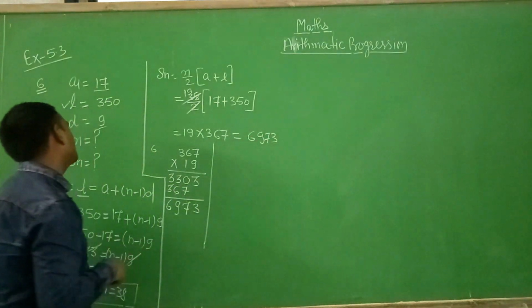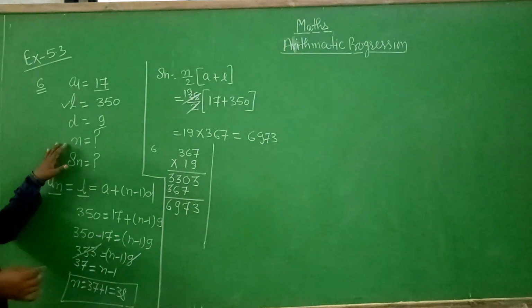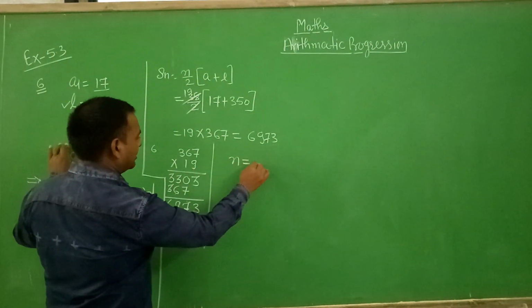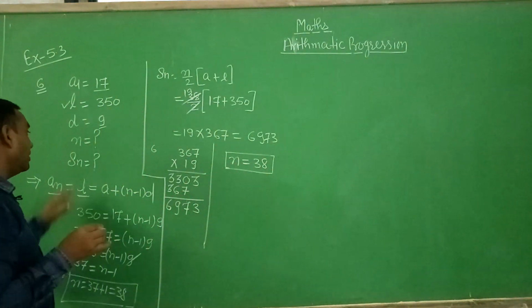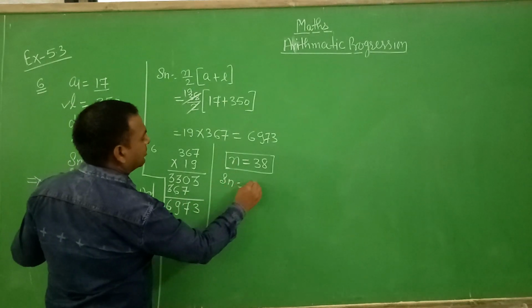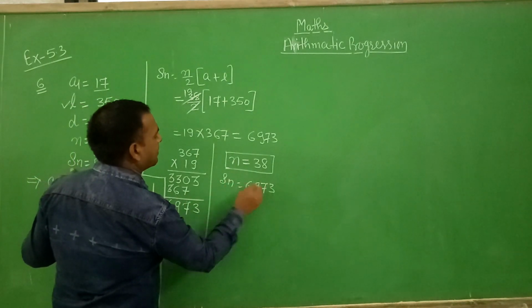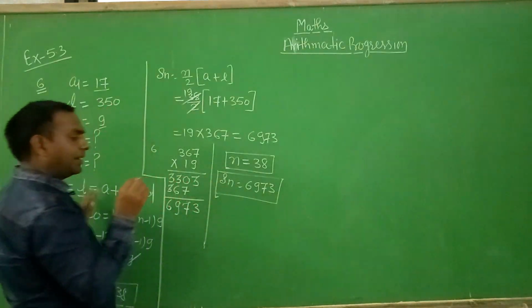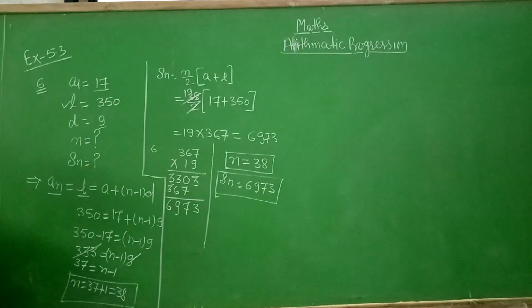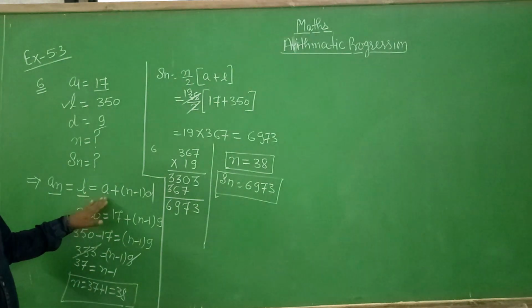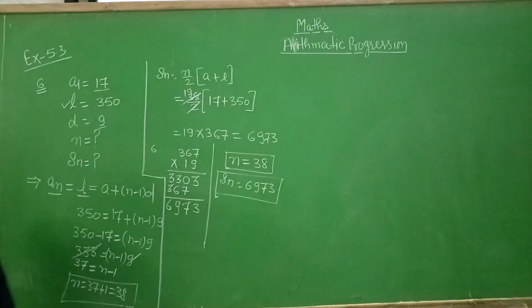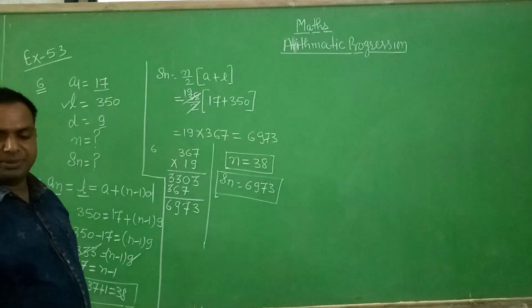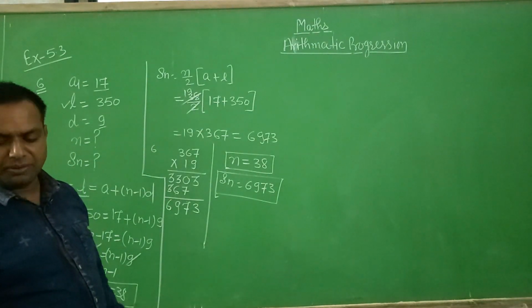So in the question, two things are asked. One is the value of n, which is equal to 38. This is the first answer. And second is the value of Sn, which is equal to 6973. So here we can apply both formulas: Sn is equal to n by 2 bracket a plus l, and the nth term L is equal to a plus n minus 1 into d. So you apply these formulas and find the sum of n terms of the given series. Okay, I think all of you understand.